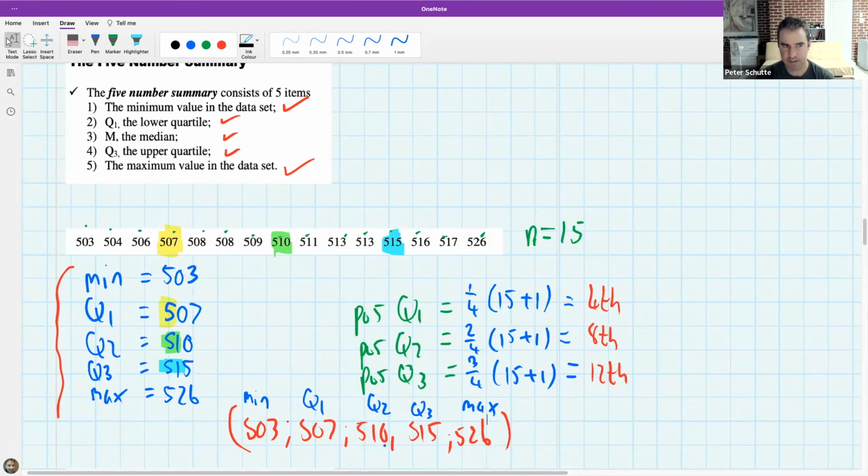Thumbs up if you feel like you can find the 5-number summary. Thumbs down if you still need more support on finding the 5-number summary.